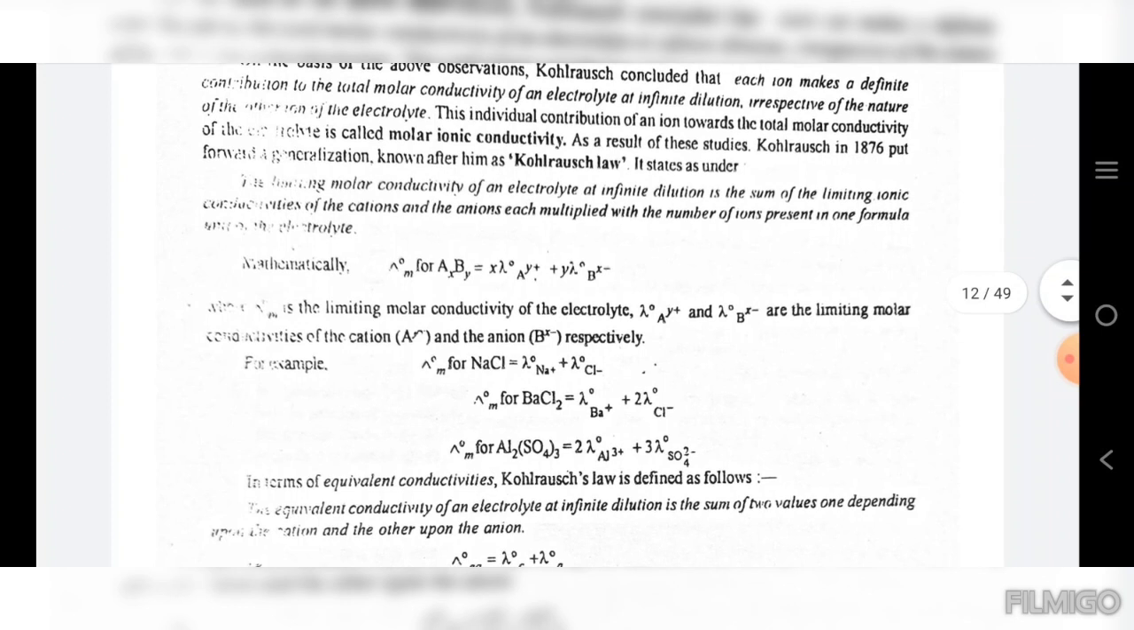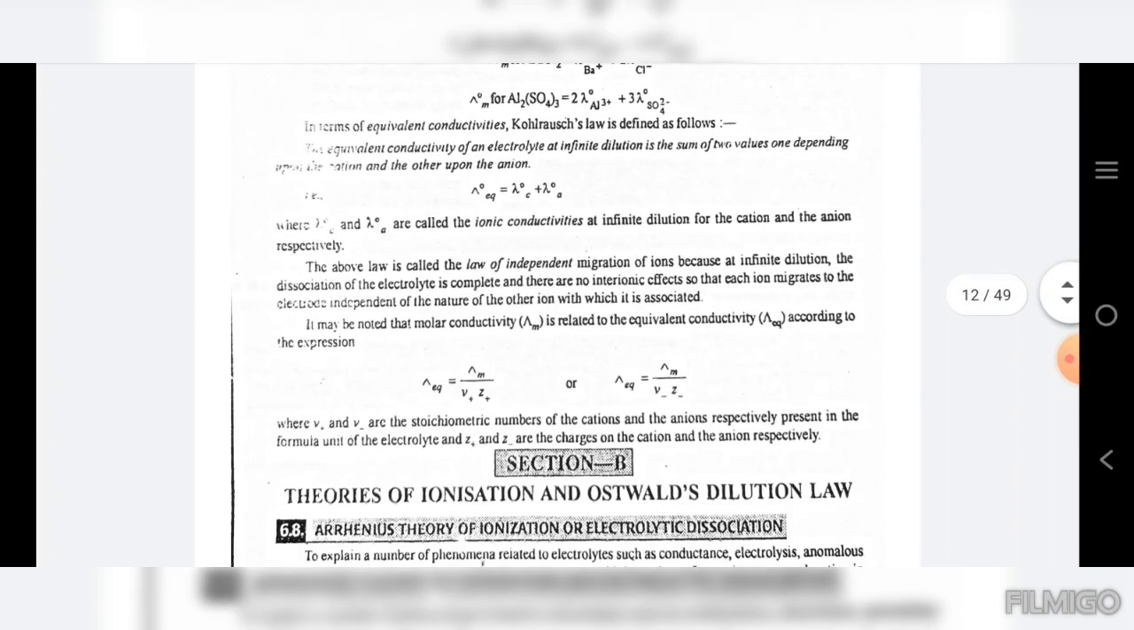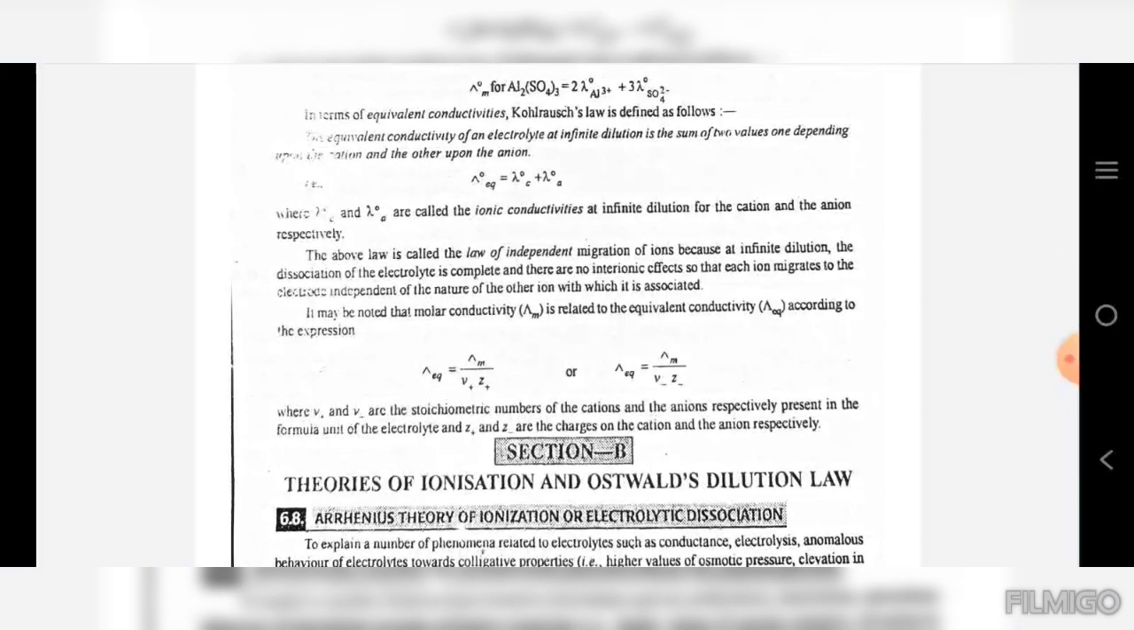The molar conductivity of an electrolyte at infinite dilution is the sum of the limiting ionic conductivities of the cations and the anions, each multiplied with the number of ions present in one formula unit of electrolyte. Mathematically, you can see this. The above law is called the law of independent migration of ions because at infinite dilution the dissociation of the electrolyte is complete and there are no interionic effects, so that each ion migrates to the electrode independent of the nature of the other ion with which it is associated.